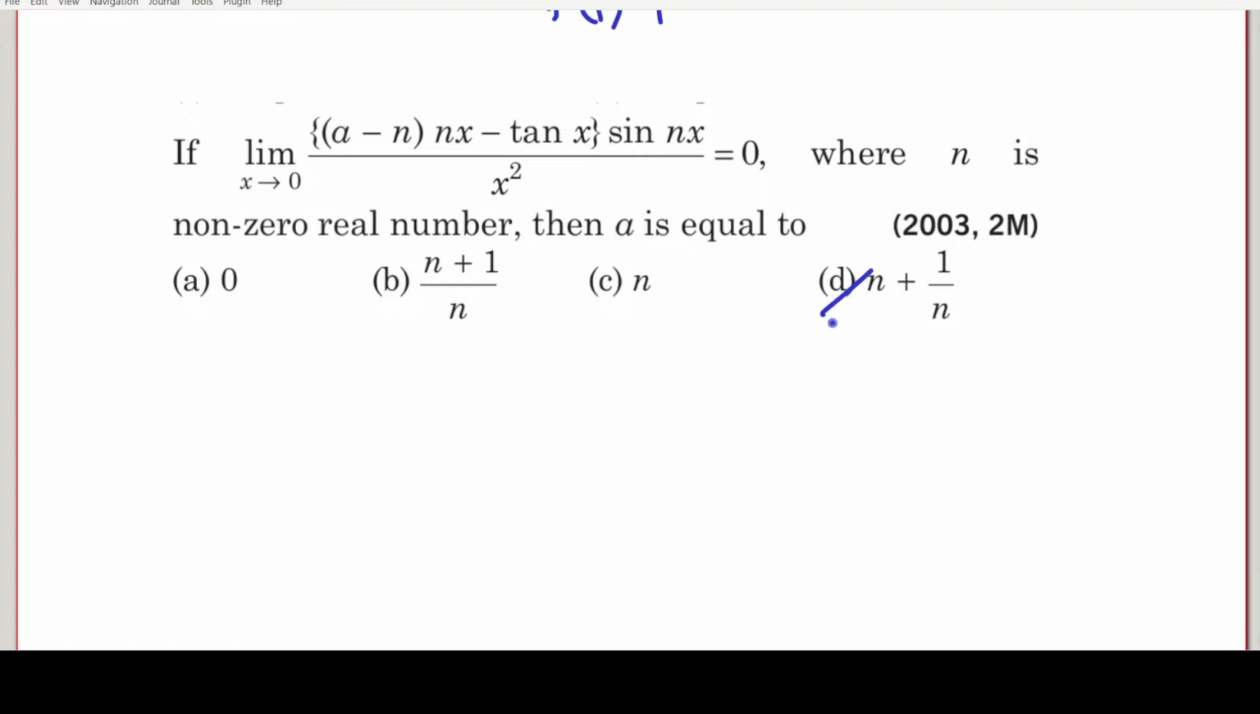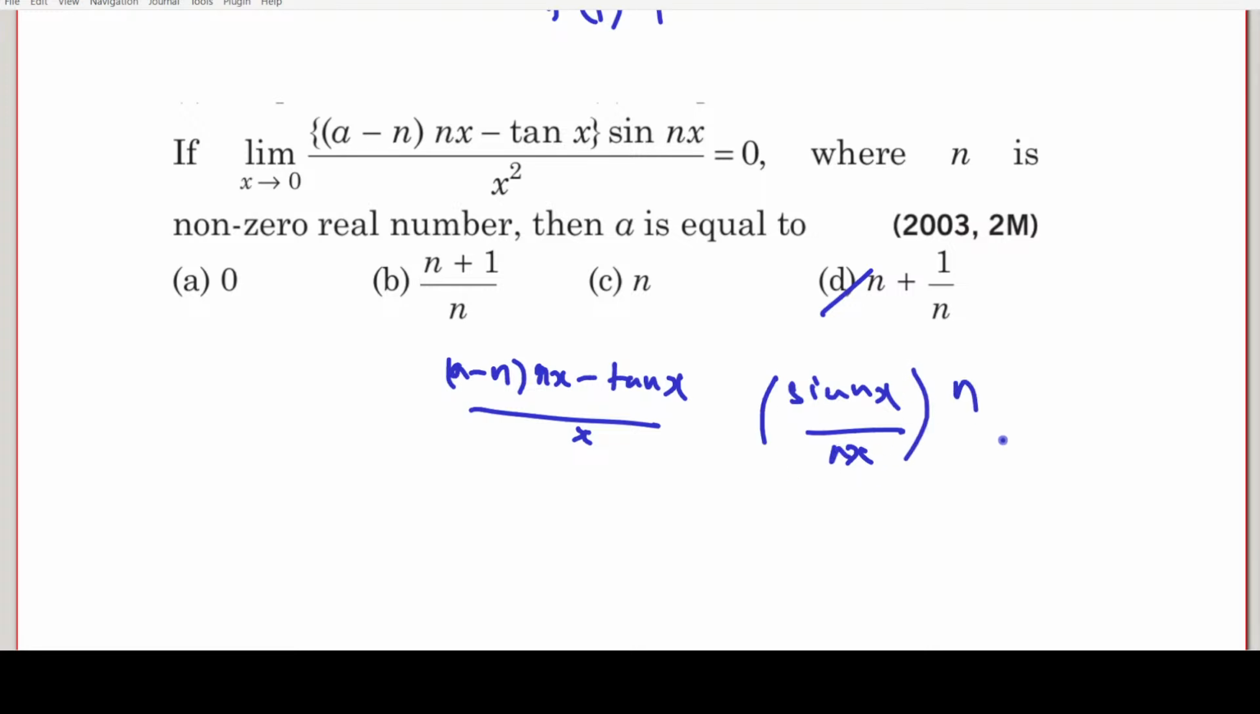Yes, only, sir. Okay, what did you do? First, a minus n into nx minus tan x by x, into sin nx by x. Very good. Now simplify this: a minus n into sin nx by x, minus tan x by x. You've still broken this, right? Minus tan x by x.